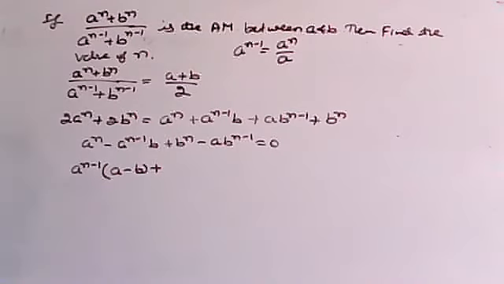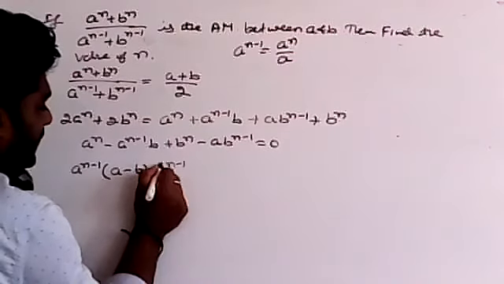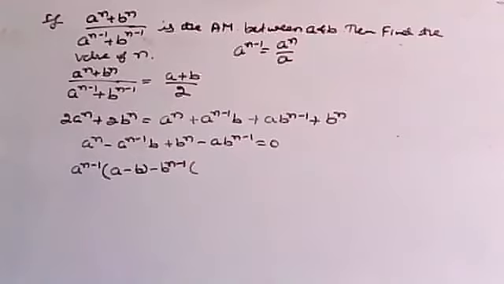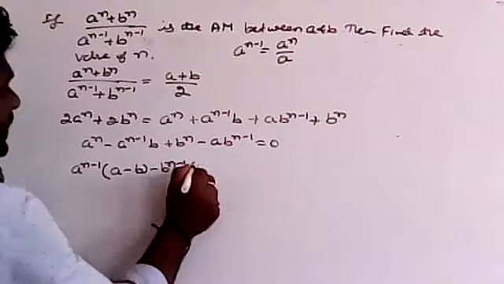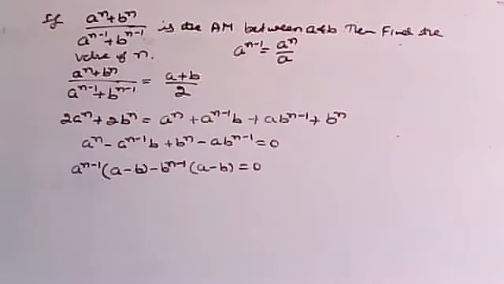What should be common in this? Minus b^(n-1). Minus b^(n-1). So what is remaining in this? If I take minus common, what is remaining? a minus b equal to 0. Correct or not? a minus b is equal to what? 0. So what do you get as the remaining term here?